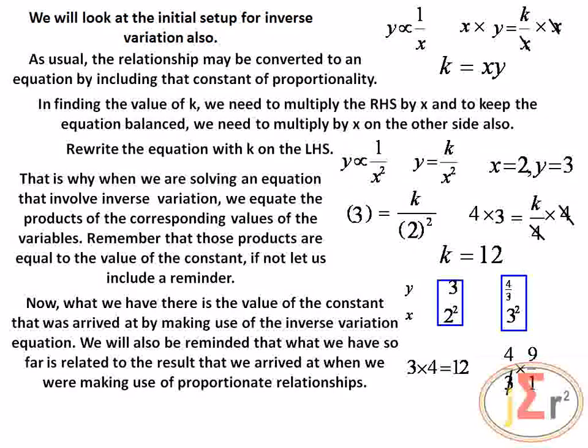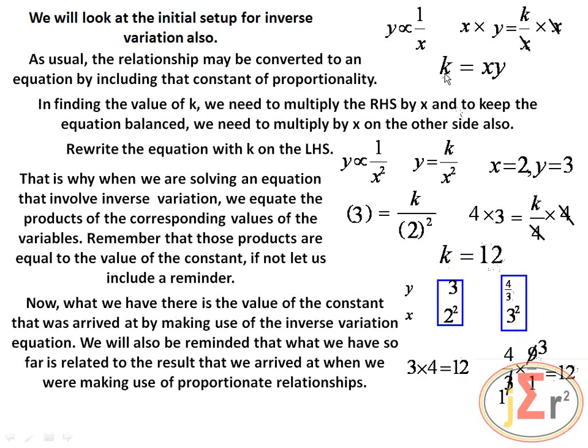Reduce that by a common factor of 3. 3 into 3 is 1. 3 into 9 is 3. We get 12. Therefore, when we made use of the proportionate relationship in an inverse variation problem, we multiply the values and we will get the value of the constant. Multiplying the values, we get the value of the constant, and no doubt the value of the constant is k.